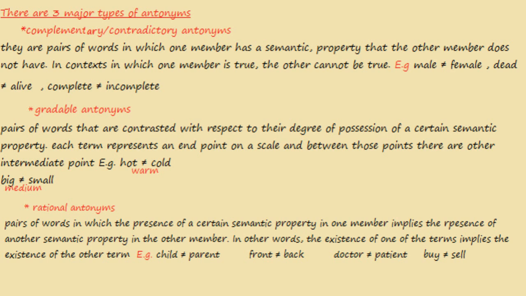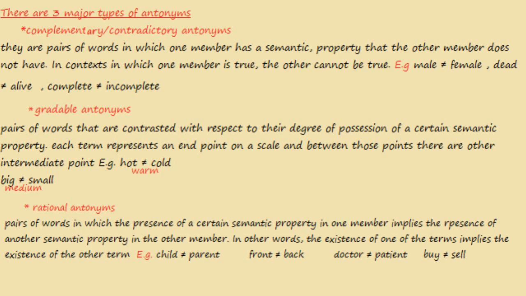The second type is gradable antonyms, pairs of words that are contrasted with respect to their degree, or scale if you want, to their degree of possession of a certain semantic property. Each term represents an endpoint, or the extreme, on the scale. For example, temperature, height, or beauty. So between those endpoints there are other, let's say, intermediate points.